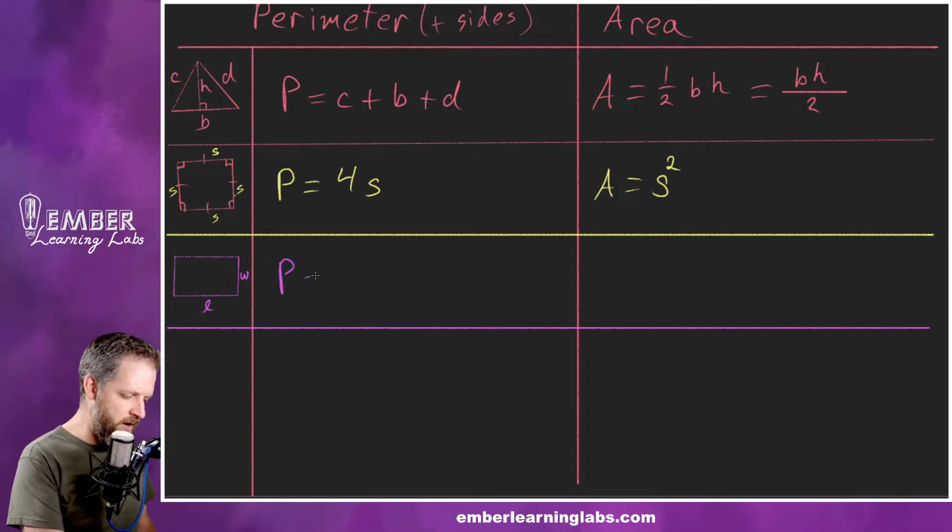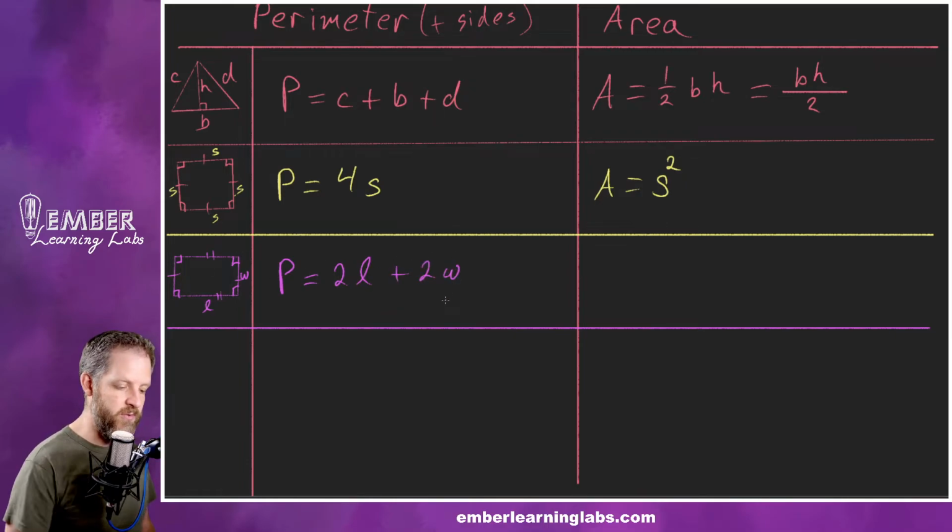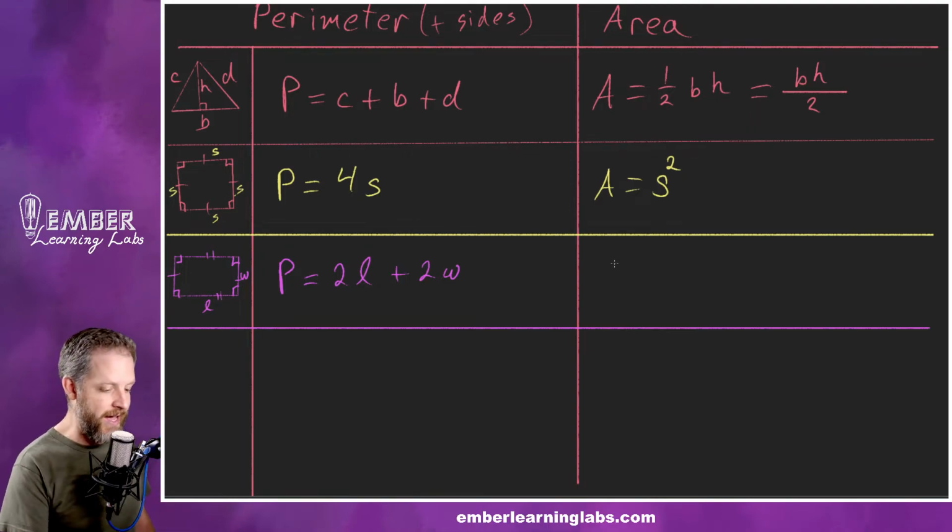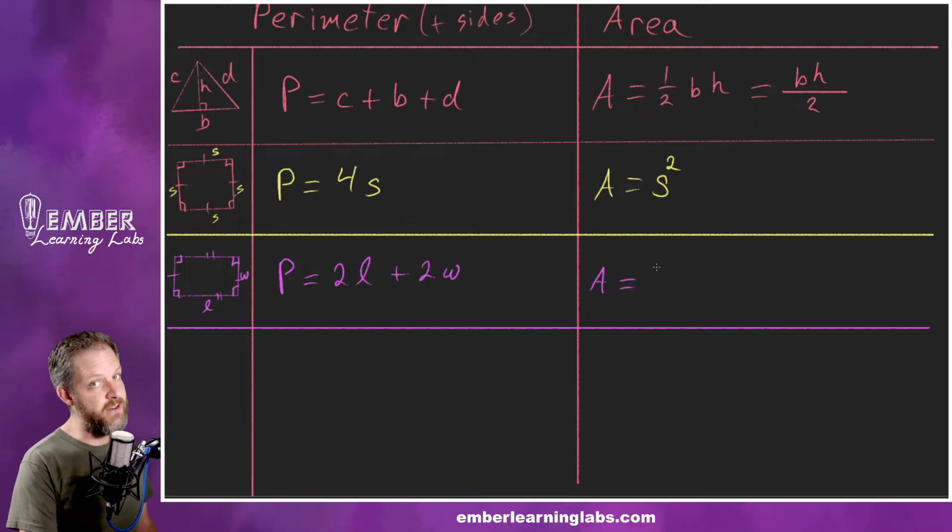So for the perimeter of a rectangle, these are equal, all 90. These are the same, and these are the same, right? There are 2 L's here, so 2L, plus there are 2 widths, so 2W, right? Easy peasy. And to find the area of a rectangle, you multiply the length times the width.